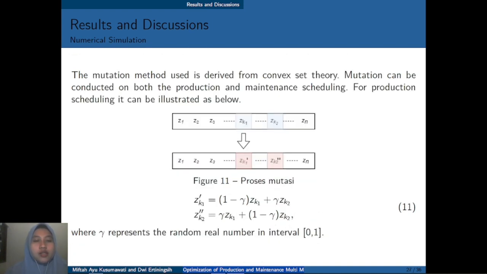Okay, next is the mutation process. The mutation method used in this problem is derived from convex set theory too, but the mutation can be conducted on both the production and maintenance scheduling. For production scheduling, it can be illustrated as below in figure 11.